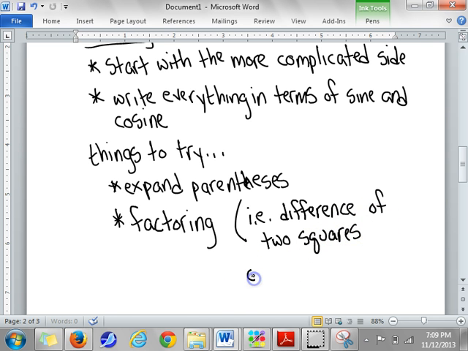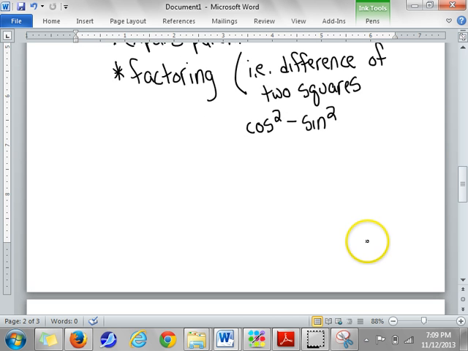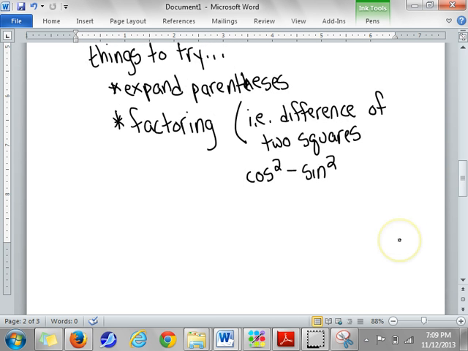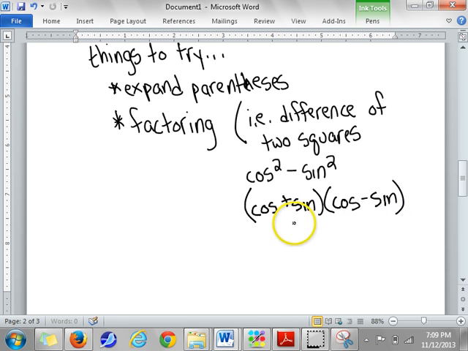So like if you see cosine squared minus sine squared, then you could rewrite that as cosine plus sine times cosine minus sine. And it's not uncommon for one of those factors to cancel out, maybe with something in the numerator or denominator.